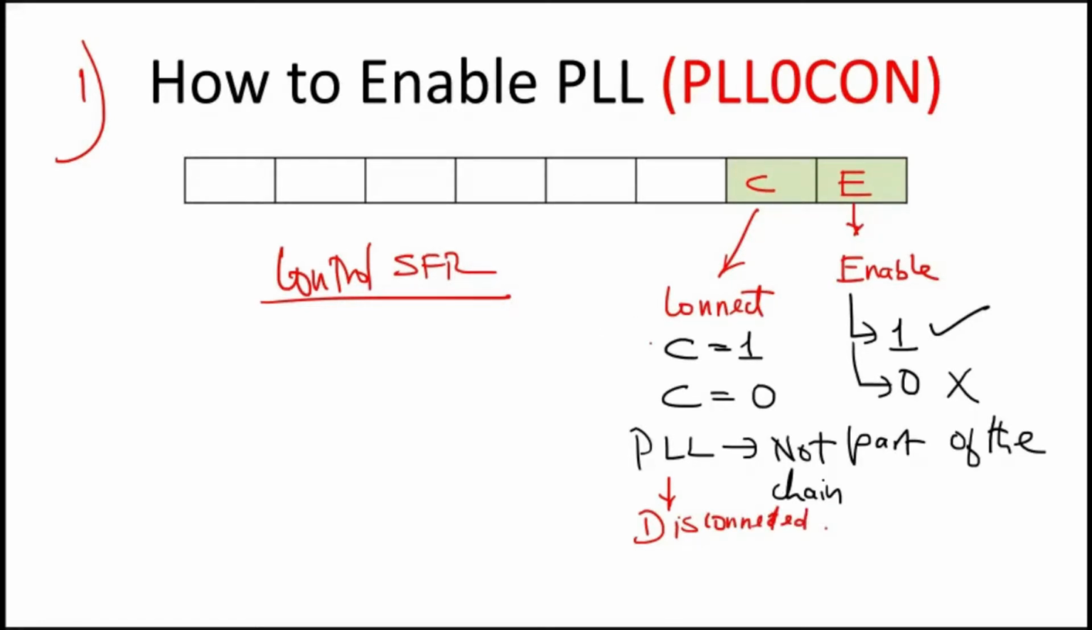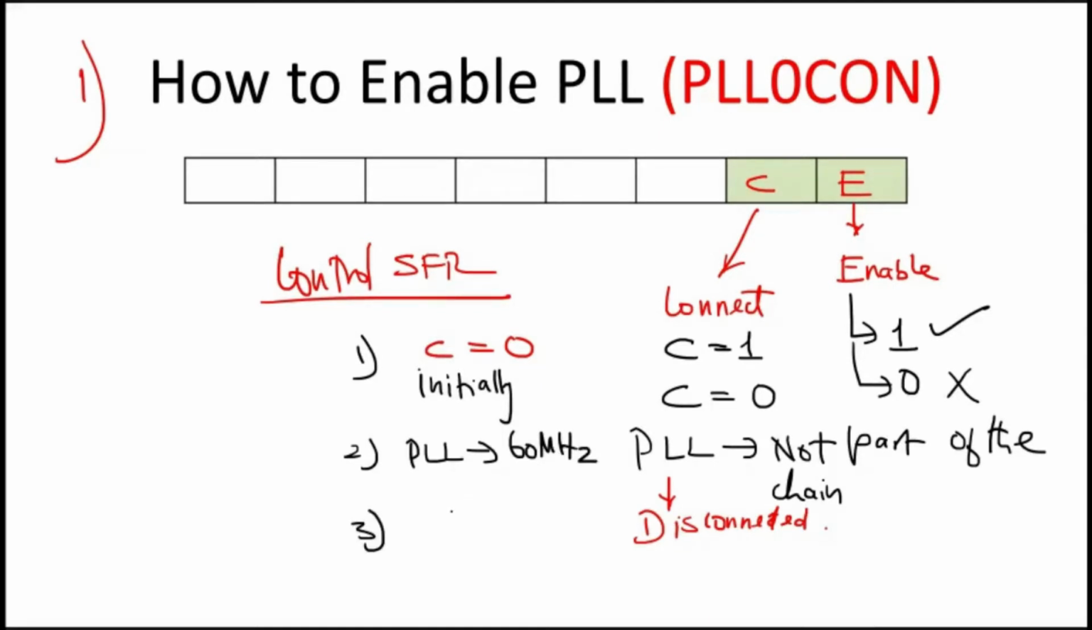Okay, so how do we use this connect bit? The connect bit has to be 0 initially. That is the first thing. Second, you make the PLL achieve your desired clock of 60 MHz. Third, once the PLL generates 60 MHz, only then do you put connect equal to 1 and connect it. So we don't put connect equal to 1 at the initial stages. We connect the PLL only when it generates 60 MHz, not before that.